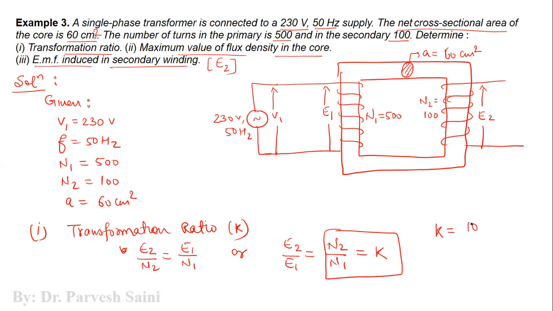So K is 100 divided by 500, because number of turns at primary is 500 and number of turns at secondary is 100. So K is 1 by 5, so it is 0.2, right? So this is the value of transformation ratio here.